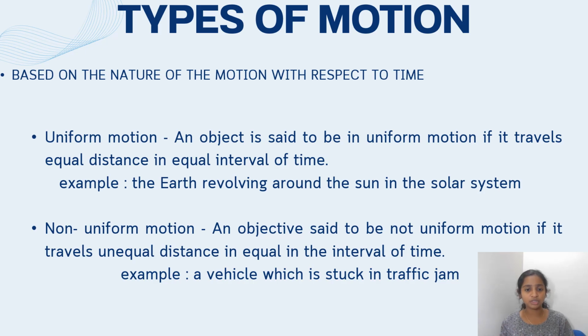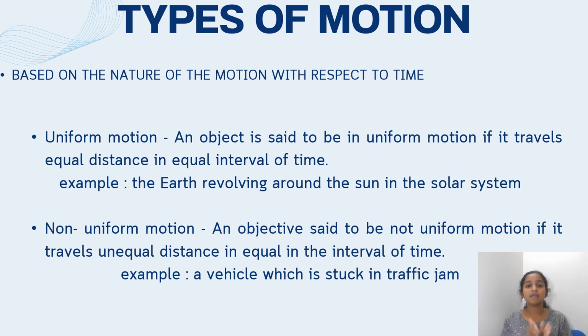Then what is non-uniform motion? An object is said to be in non-uniform motion if it travels unequal distance in equal intervals of time. If we take the example of the same car, for example, in the first second, the car moved 100 meters. And in the next second, the car moves only 50 meters. In the third second, the car moved 150 meters. So is that a uniform motion? No. The car is moving unequal distance in equal intervals of time. Therefore, it is not uniform motion. And such type of motion is called non-uniform motion.